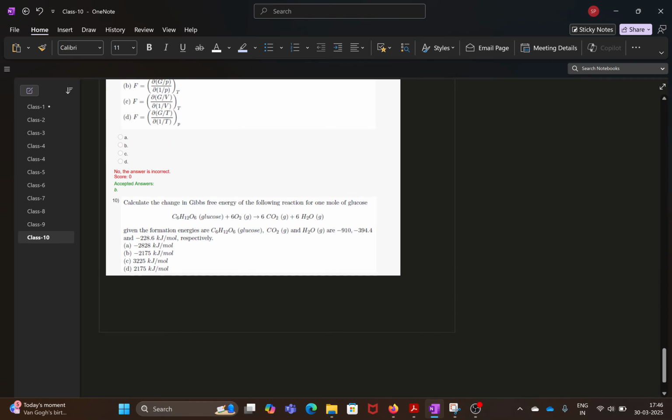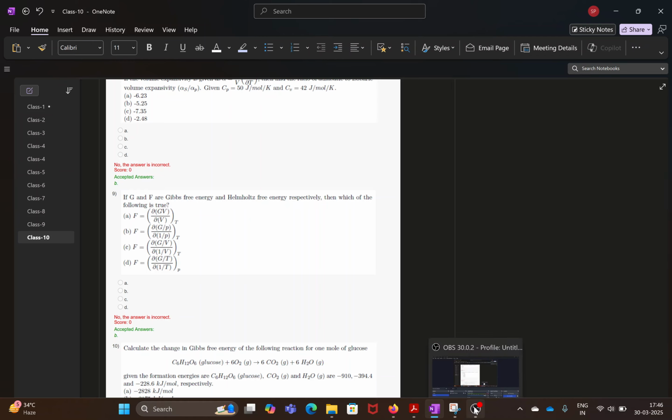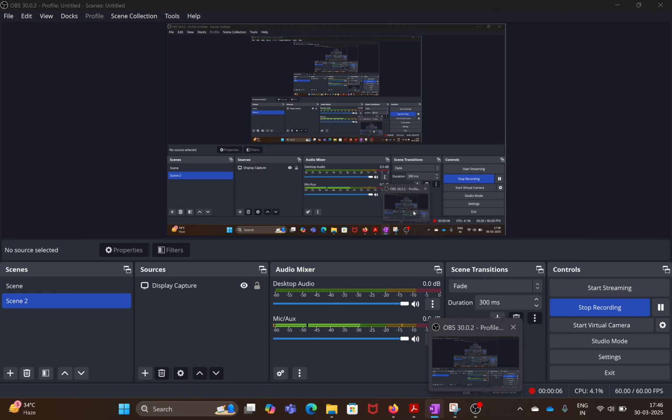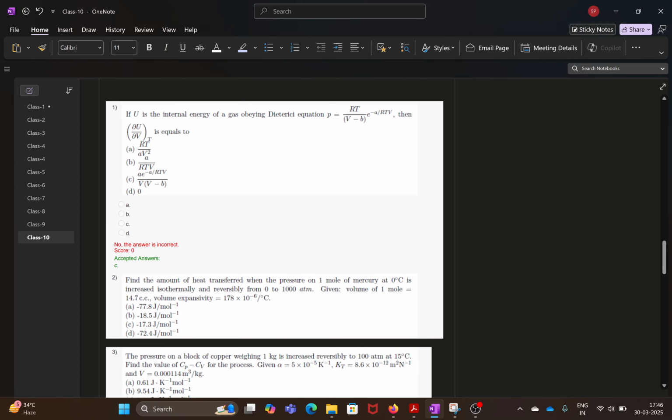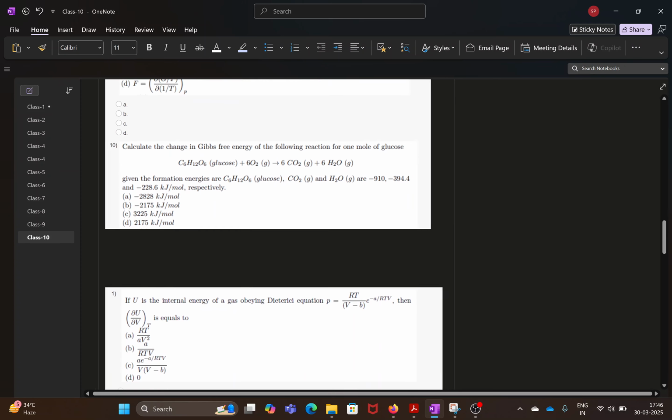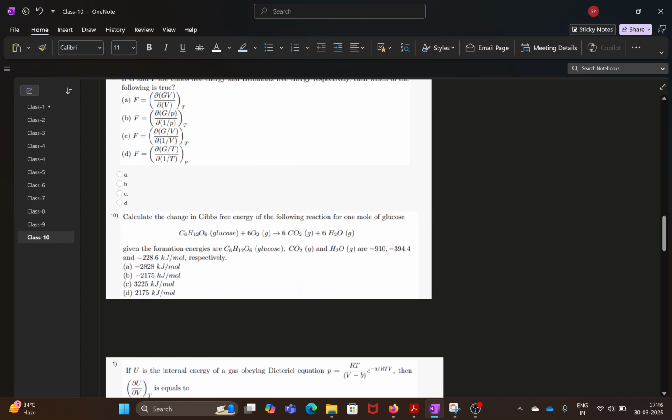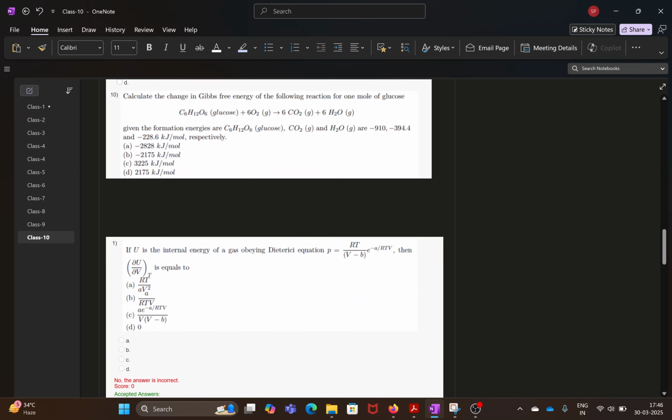Okay, so let us start with this week's tutorial, which is week number 10. This week's tutorial problems are mainly based on thermodynamic relations, thermodynamic potentials, and how they all are interconnected to each other. Based on that, most of the problems are given.